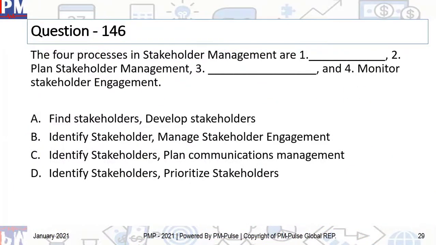Moving on to question number 146. The four processes in stakeholder management are 1 dash, 2 plan stakeholder management, 3 dash, and 4 monitor stakeholder engagement. A. Find stakeholders and develop stakeholders. B. Identify stakeholders, manage stakeholder engagement. C. Identify stakeholders and plan communications management. And D. Identify stakeholders, prioritize stakeholders.